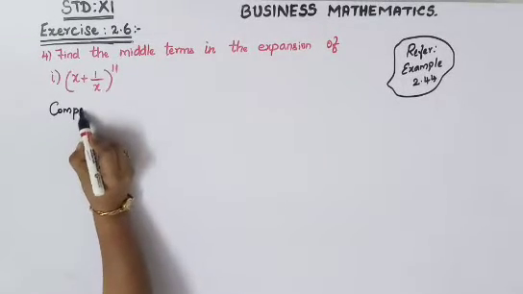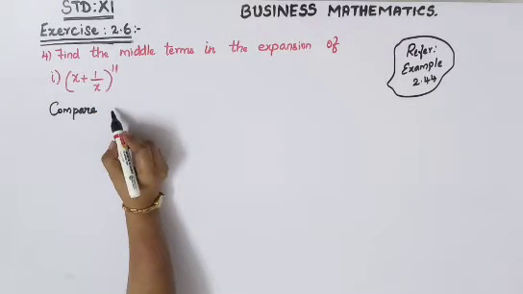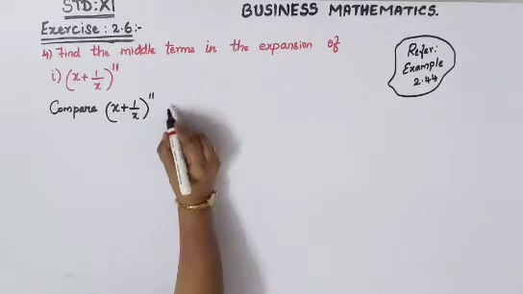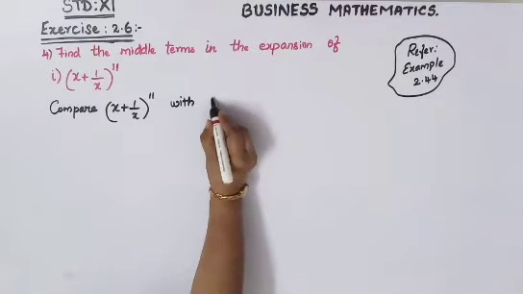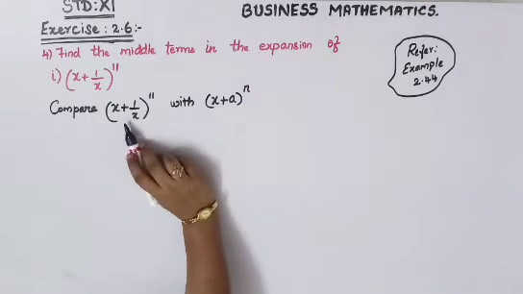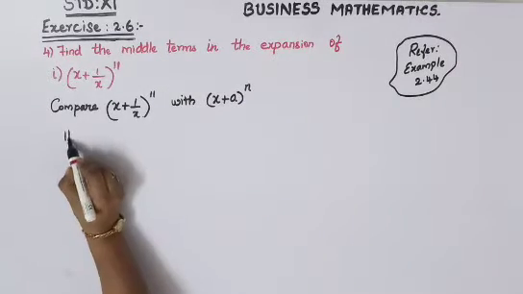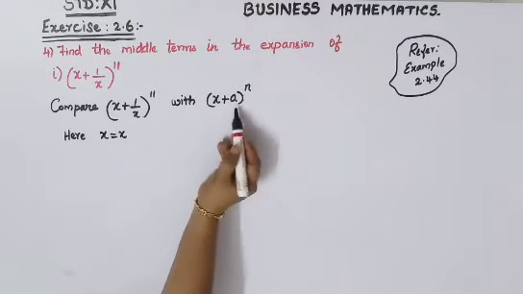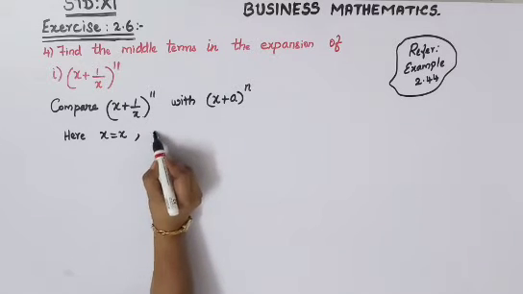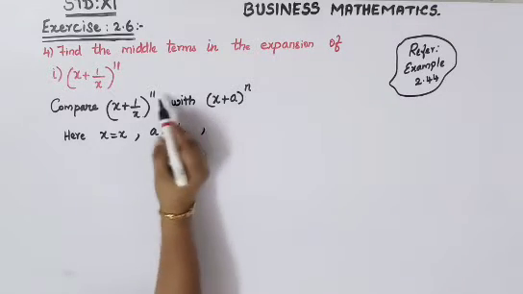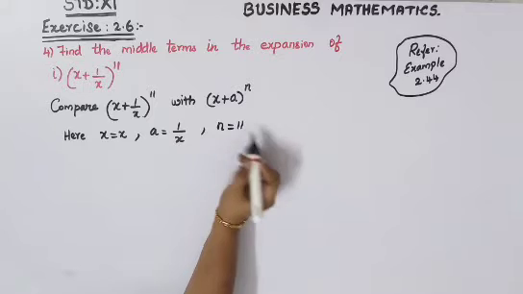First we can proceed. Compare your question, (x + 1/x)^11, with the formula (x + a)^n, and write your x, a and n. Here x is equal to x itself. In the place of a you got 1/x, so a is equal to 1/x. And in the place of n we have got 11. Therefore n is equal to 11.